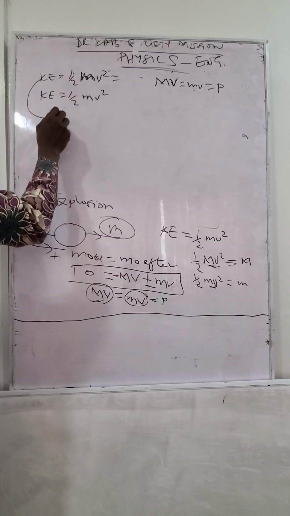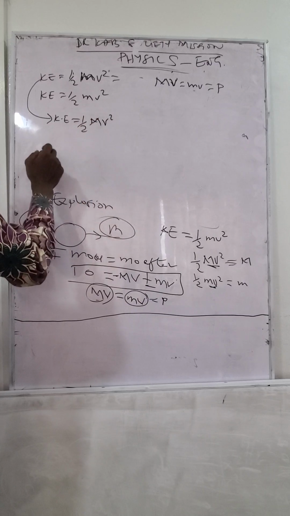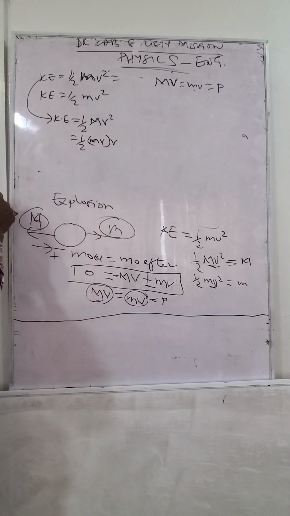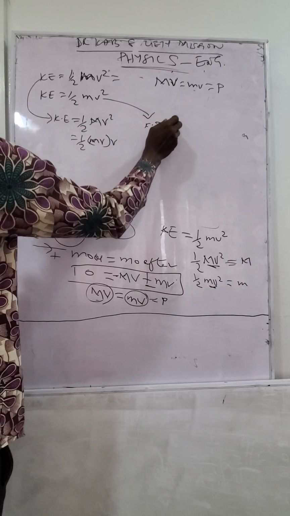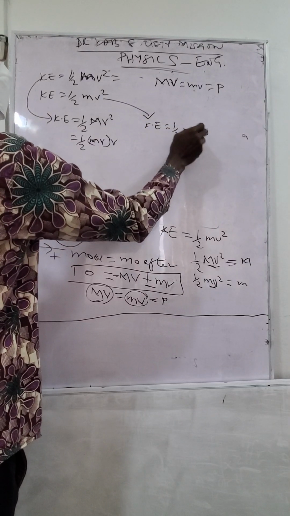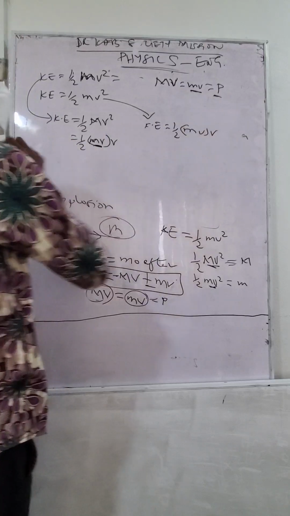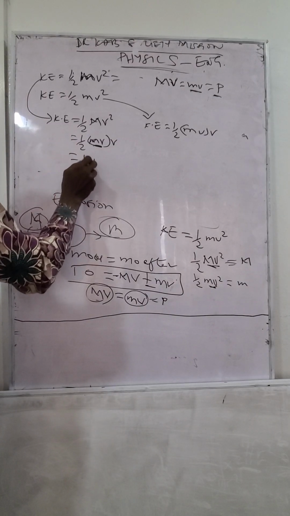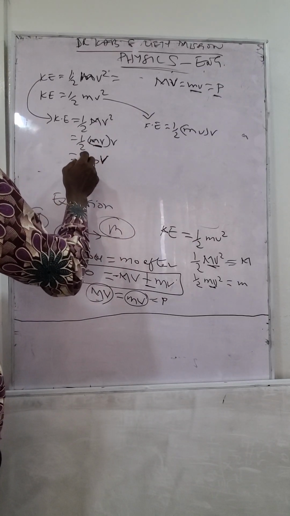From here, the kinetic energy of the big mass is half M V squared. This is the same as saying half M V times V. For this one, it's going to be KE2 is equal to half m v times v. Now I'm splitting them so that we get an expression like this, and in place of that one, we put the momentum there. Let the momentum be P. So you see that this will become half P capital V.